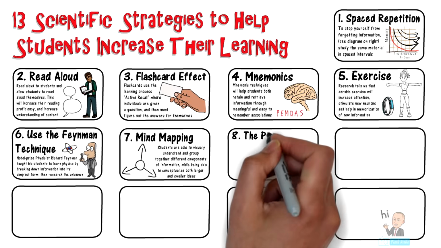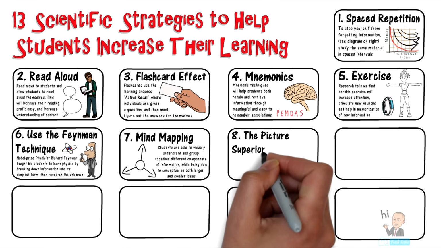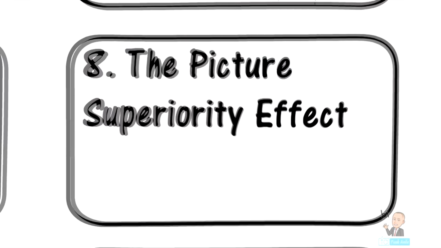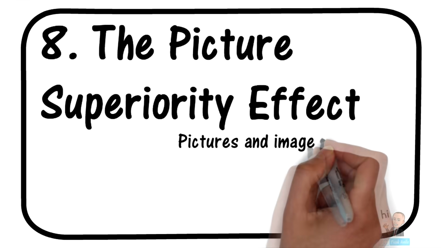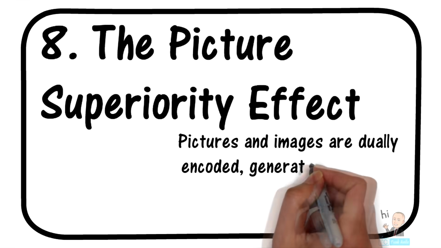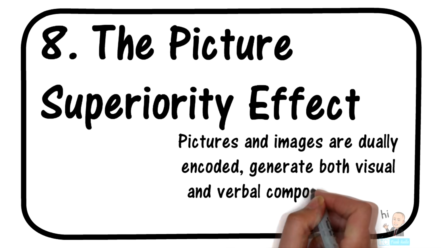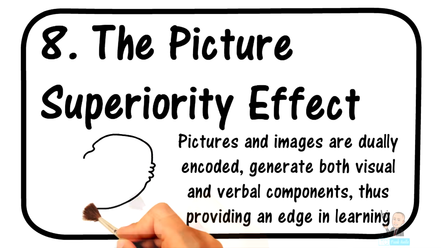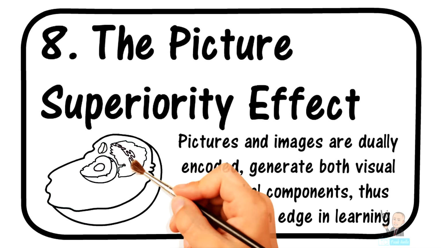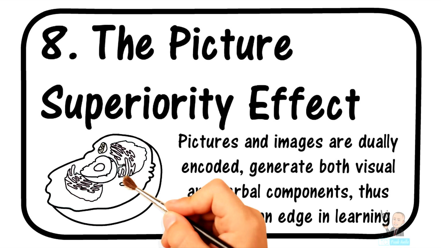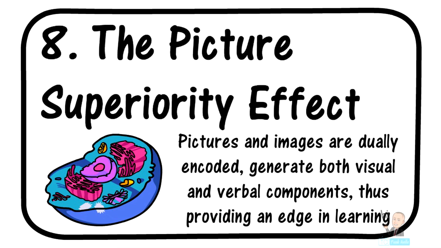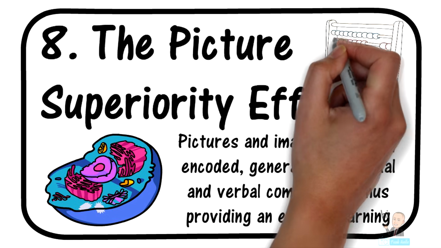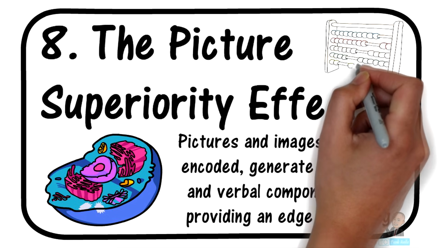Number 8, the picture superiority effect. Pictures are dually encoded and generate both visual and verbal components, thus providing an edge in learning. Just imagine learning about the animal cell without an image or picture. The saying goes, a picture is worth 1,000 words, and that's absolutely true.